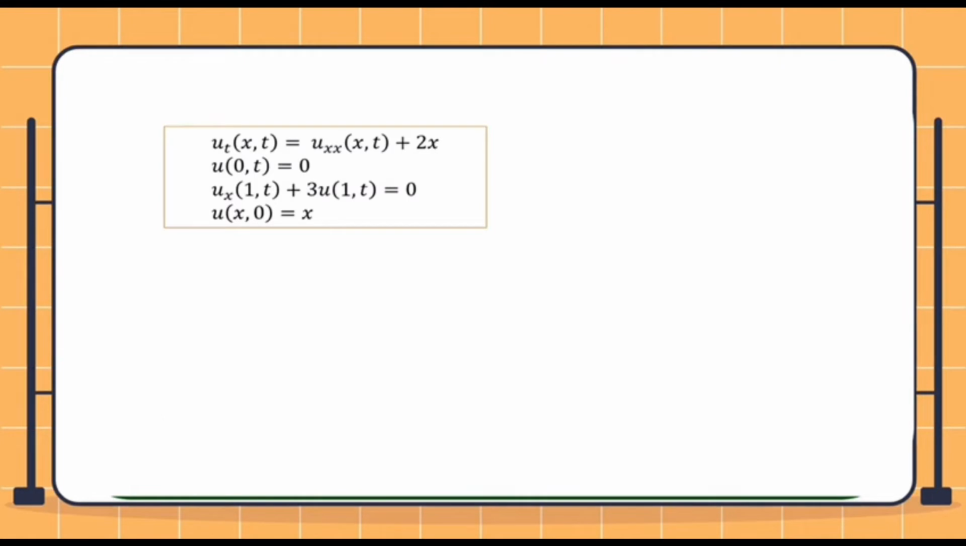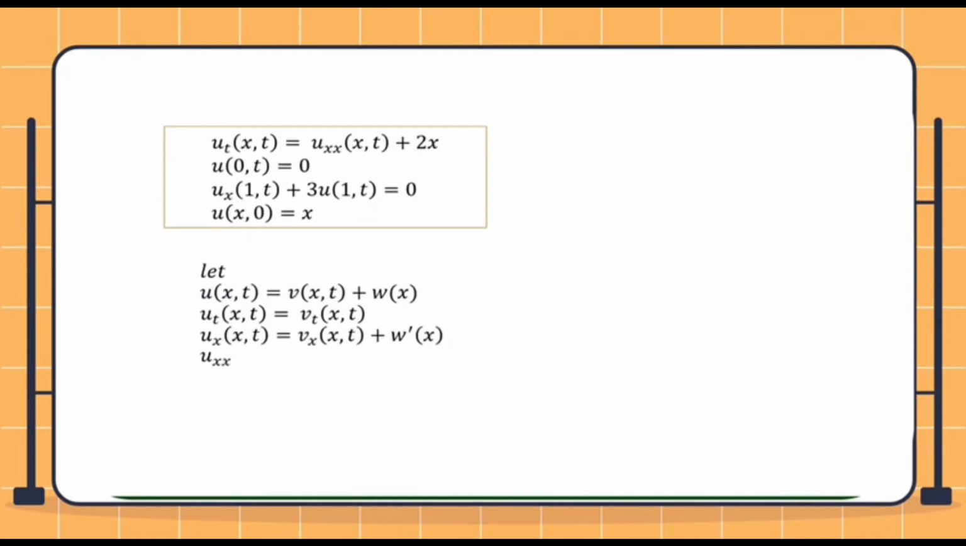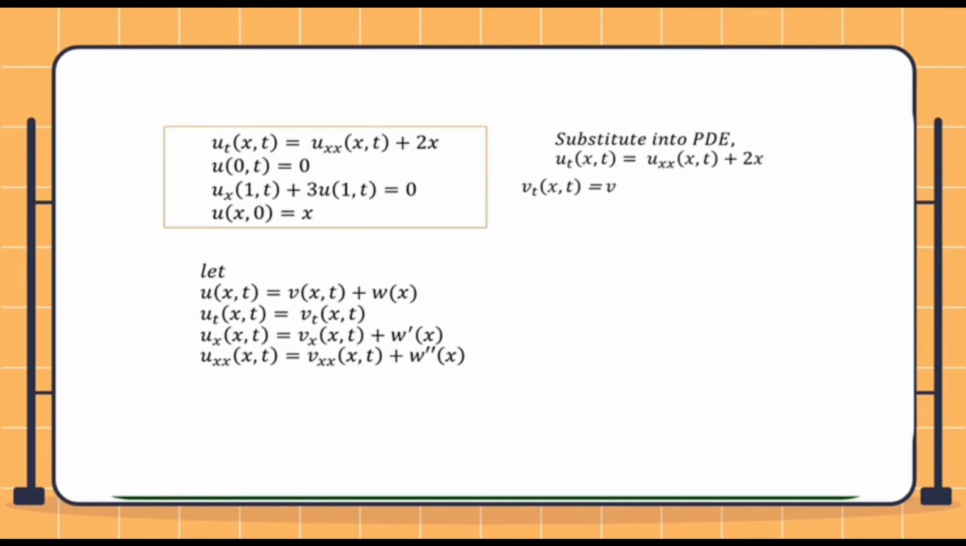By using decomposition method, our aim is to get rid of the non-homogeneous part, resulting in a new model of homogeneous PDE. We begin our working by letting u(x,t) equal v(x,t) plus w(x). Next in line, we differentiate it with respect to t to obtain u_t(x,t), with respect to x to obtain u_x(x,t), and we differentiate again u_x(x,t) to get u_xx(x,t). Following the assumptions, we then substitute into our PDE from before, which is u_t(x,t) equal to u_xx(x,t) plus 2x.